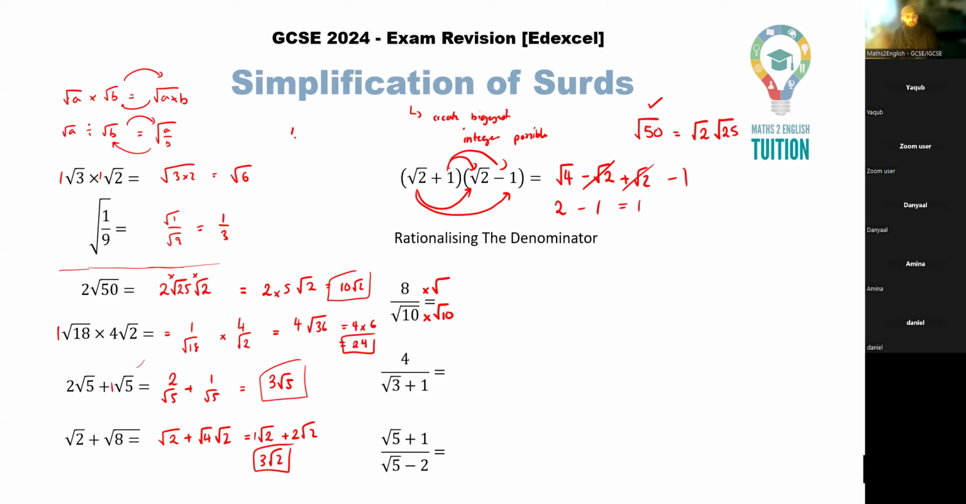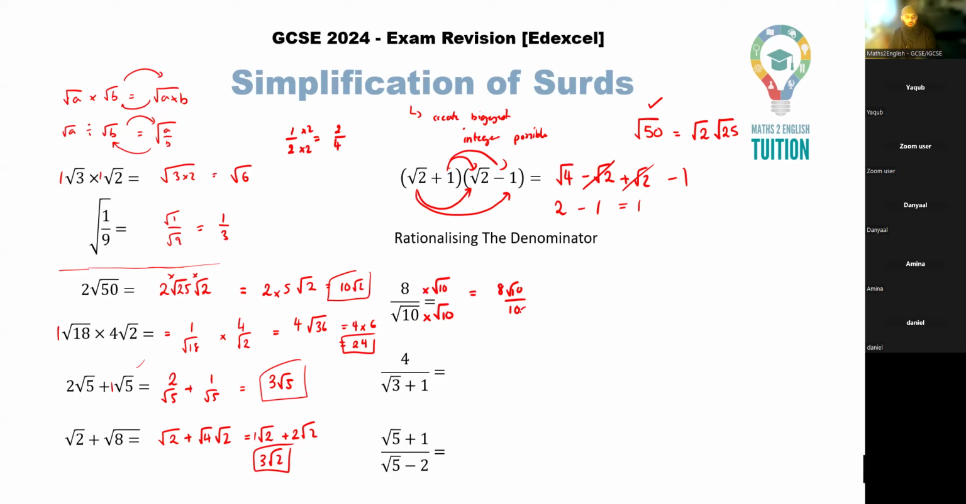For example, if I want to change the bottom, I multiply by 2, and I multiply the top by 2, so I get 2 over 4. 2 over 4 is equivalent to 1 over 2. Same thing over here. Whatever I multiply the bottom by, I need to multiply the top by as well. So I multiply the top and bottom by that, so I'm going to get 8 square root 10. Square root 10 times square root 10 is going to give me 10.